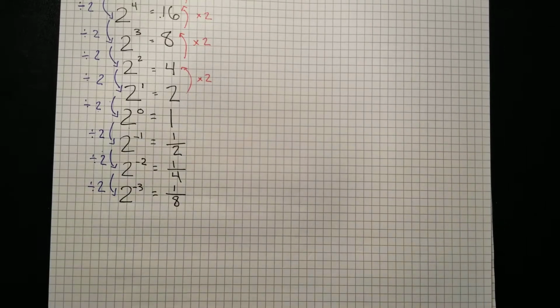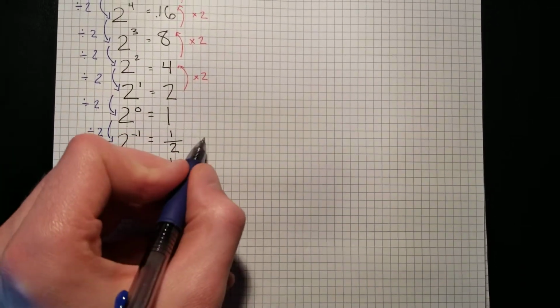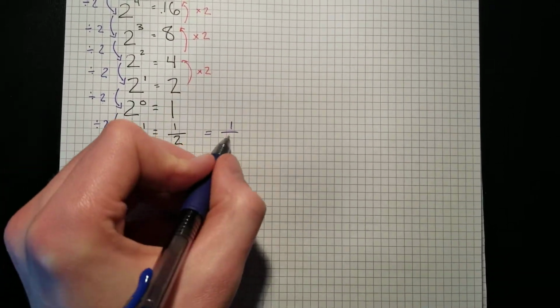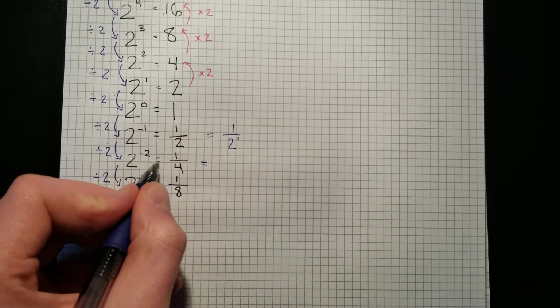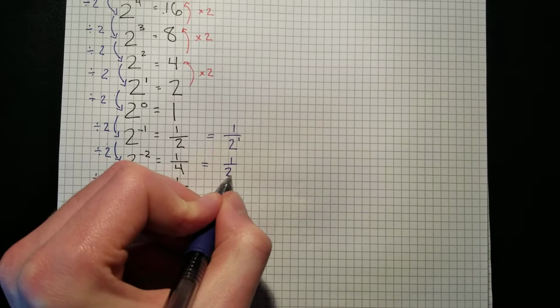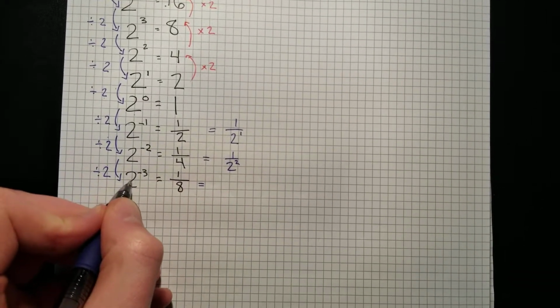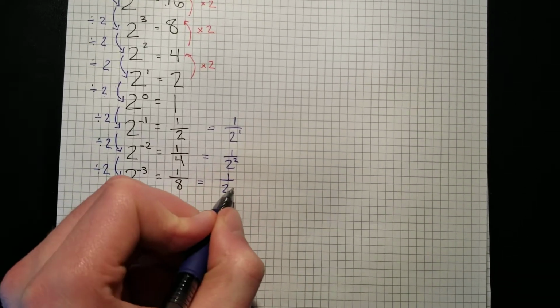And the second thing I will point out is that all of these are equal to 1 over something. 2 to the negative 1 is the same as 1 over 2 to the positive 1. In the same way, 2 to the negative 2 is equal to 1 over 2 to the positive 2, which is 1 over 4. And 2 to the negative 3, well, that's the same as 1 over 2 to the 3.